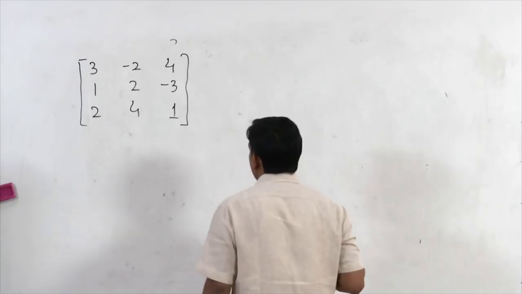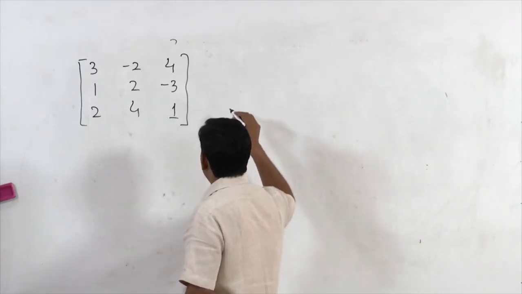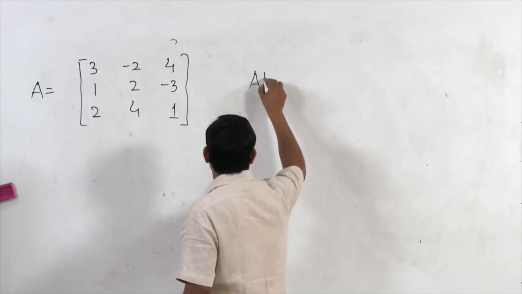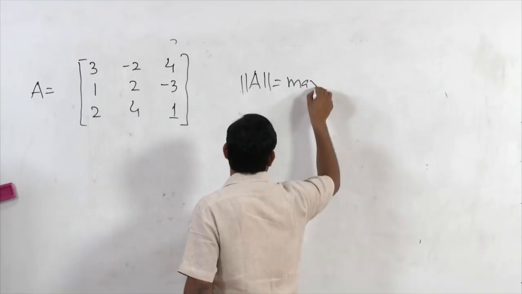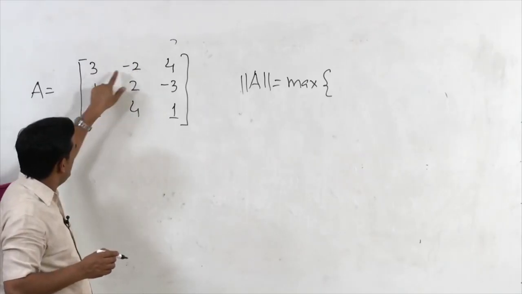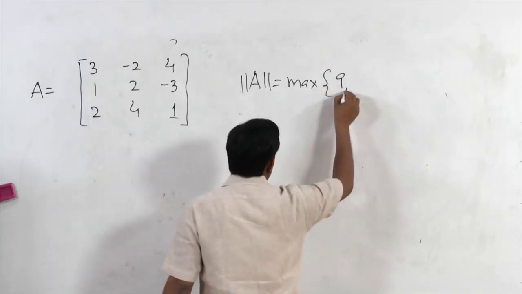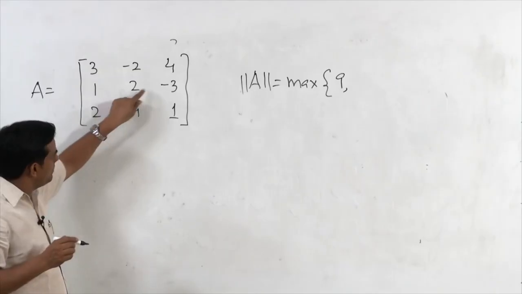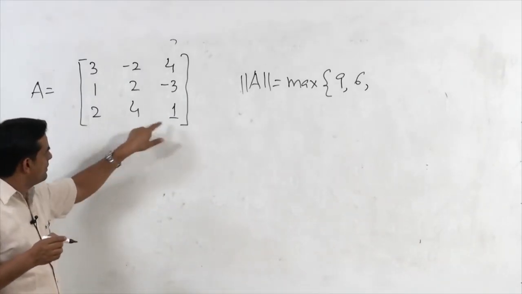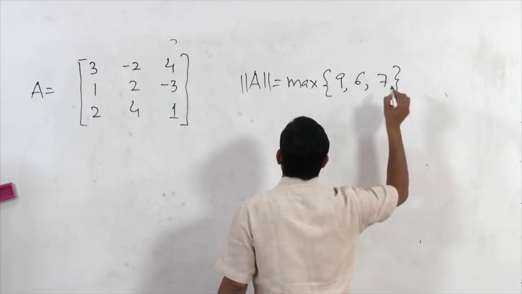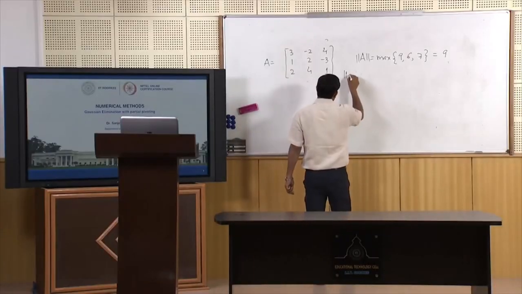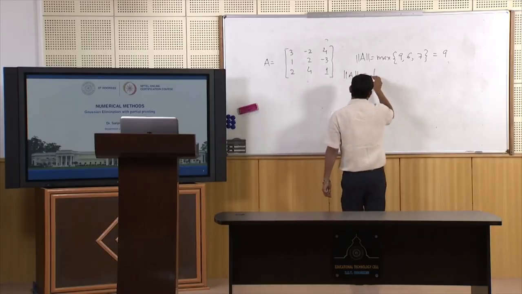So, here if you look at the maximum row norm of this matrix, let us say A, it is given by the maximum of the row sums. In the first row, 3, the absolute value of minus 2 will be 2, so 3 plus 2 plus 4 becomes 9. For the second row, 1 plus 2 plus 3, so it becomes 6. And in the third row, it becomes 2 plus 4 plus 1, that is 7. So, it is 9.